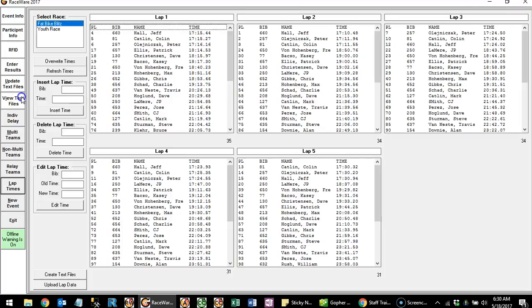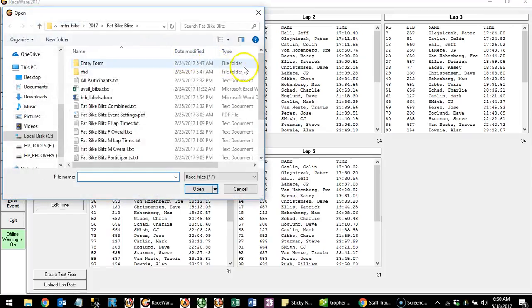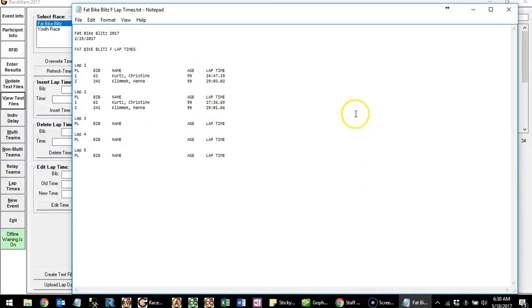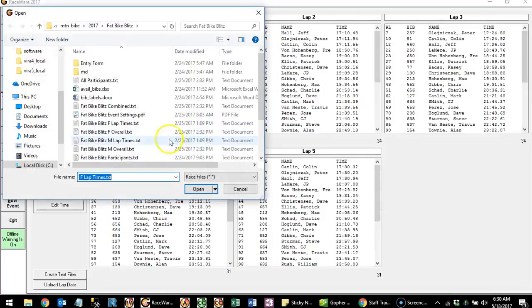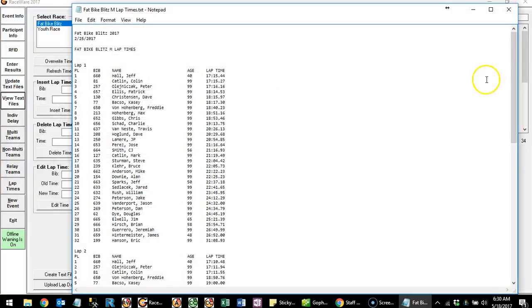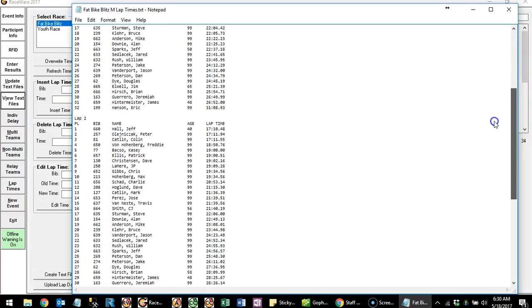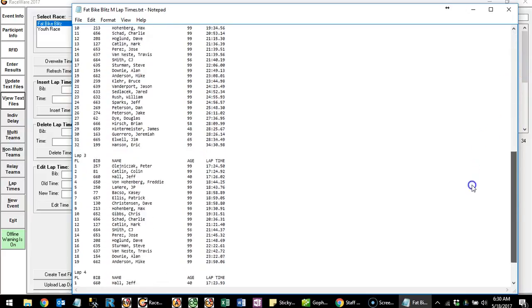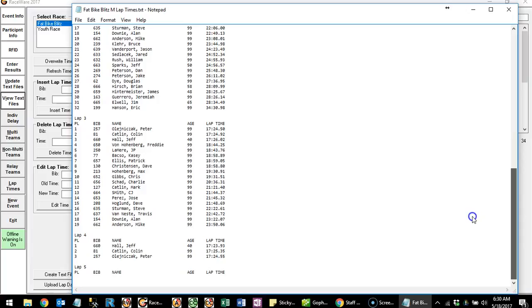And if you look at this, you can get their lap times right here. So these are the women. There weren't that many women in this race. Let's look at the men lap times. It sorts them by lap. Lap one, and then lap two. So who had the fastest times? Lap three, lap four.